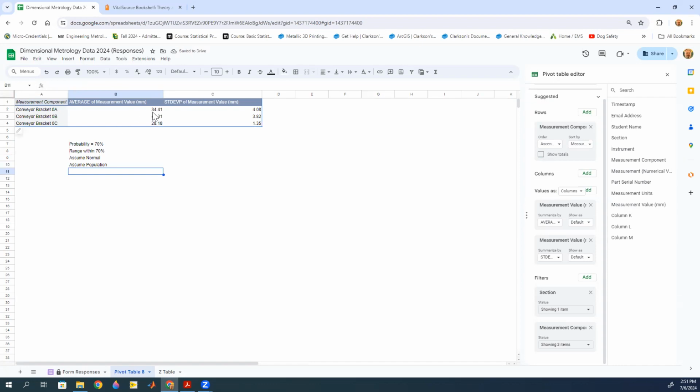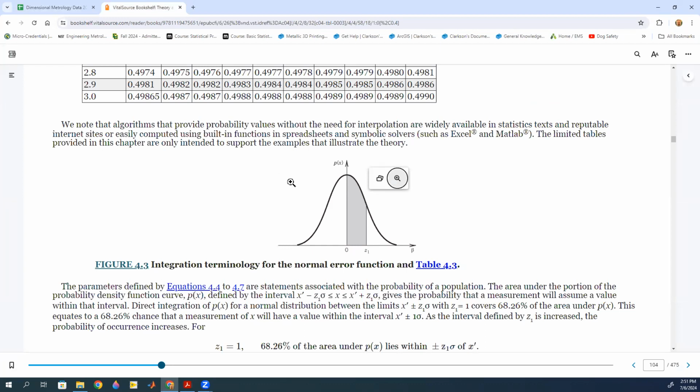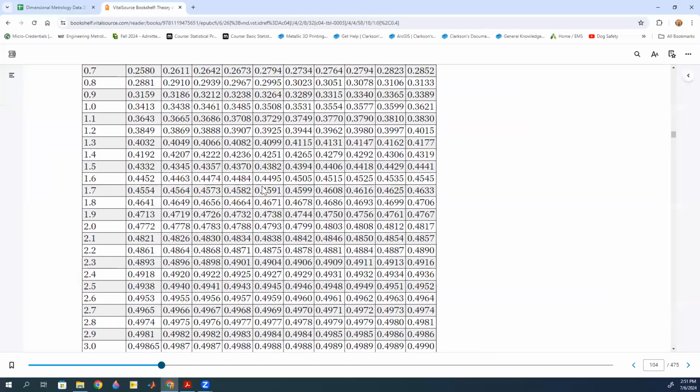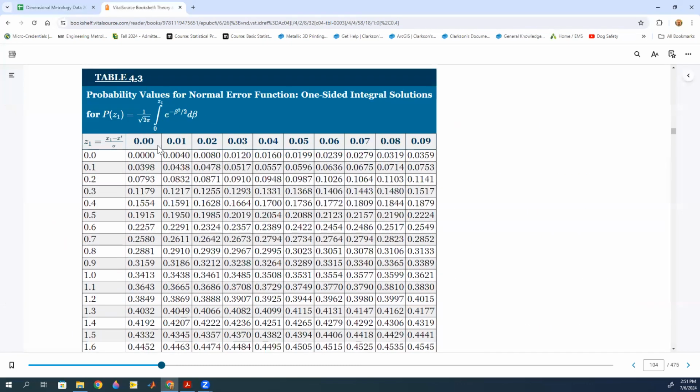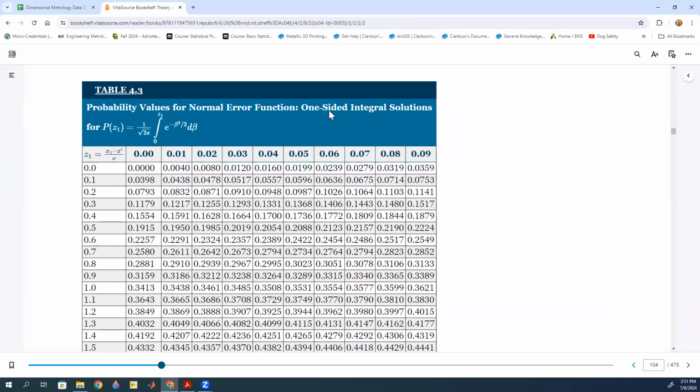Okay, we'll take a look at a statistics textbook where we can look at a normal error function to solve this problem. So this is the Figliola and Beasley text. This is the one-sided normal error function, which shows a shaded region here as a probability of a value between 0, the normalized mean, and Z1. So that's all tabulated as is typical in a textbook in a table like this, table 4.3. In this case, it's a one-sided integral.